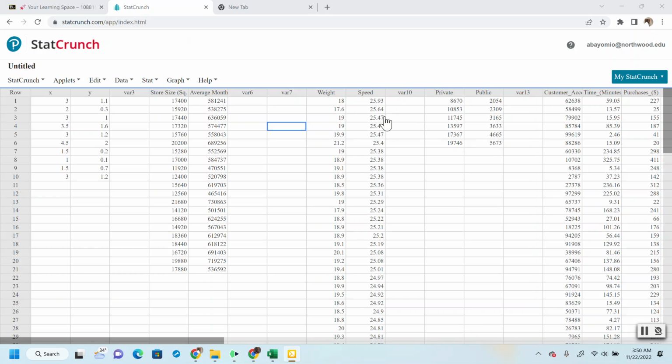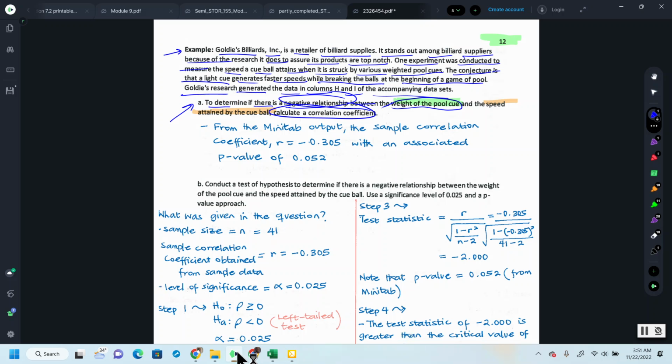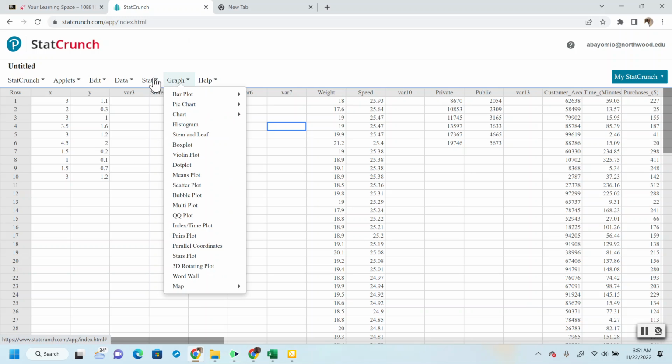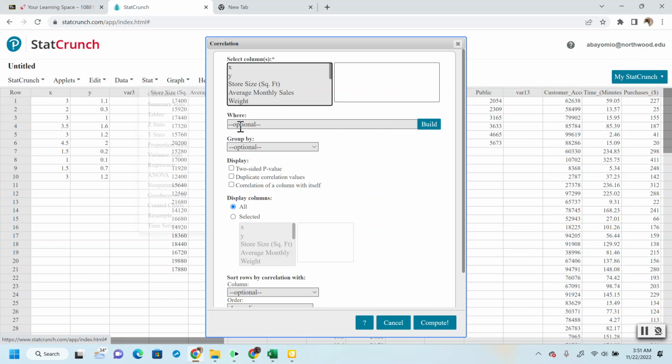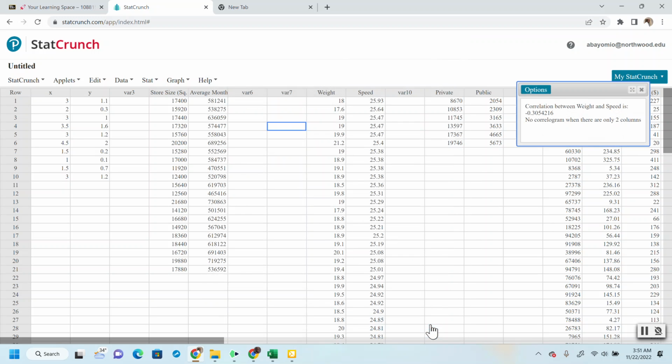Here on my screen is the data of interest. We're interested in the two variables, weight and speed. So let's go back to our question. Our goal is to look at the correlation coefficient, and so let's see what that entails. We're going to go to statistics, go to summary stats, go to correlation. And we'd like to find a correlation between weight and speed. So let's go ahead and compute.